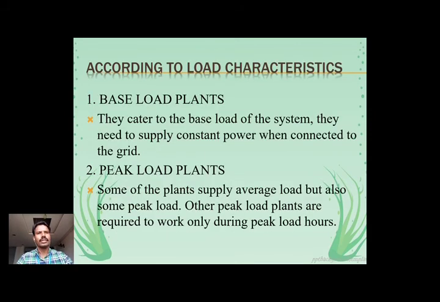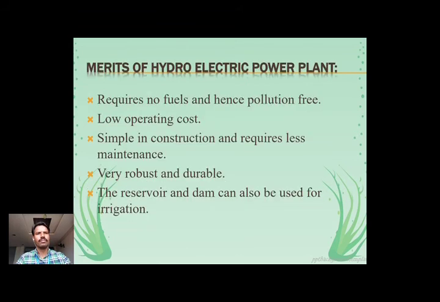According to the load characteristics, it is based on the load of the system, the need to supply constant power when connected to the grid. Constant power is the main parameter. For a peak load plant, for example in heavy rain, only at that time will the plant be operated. Otherwise, it will be idle. And then we go on to discuss the merits.